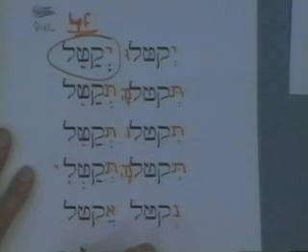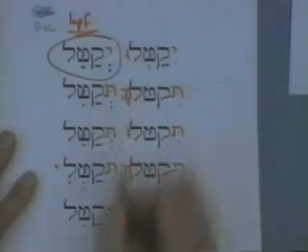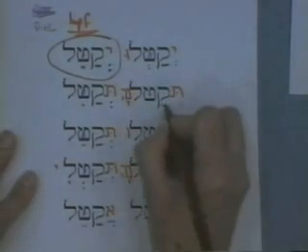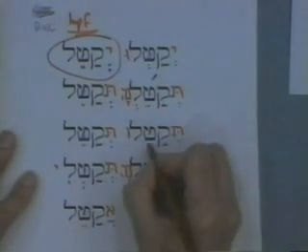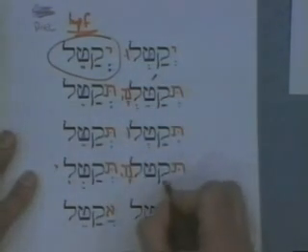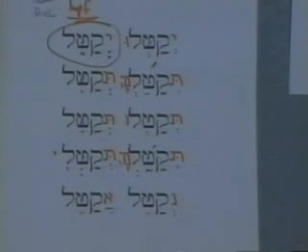TeqatTeli. Before a vocalic suffix, you get a schwa. EqatTel. YeqatTelu. TeqatTelna. TeqatTelu. TeqatTelna. NeqatTel. All right?